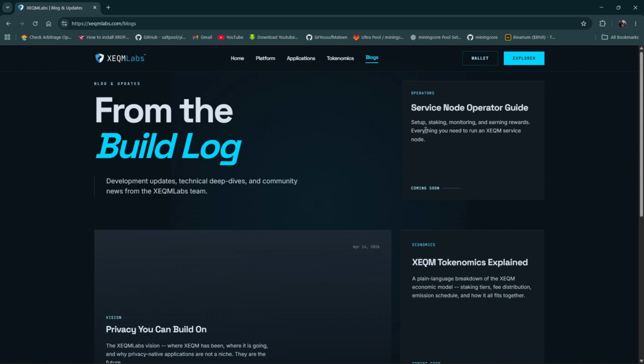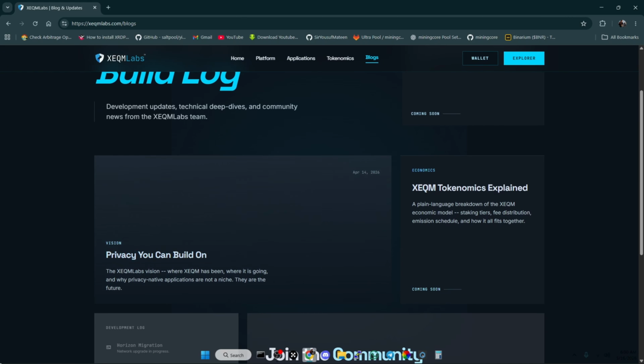Service node operator guide: setup, staking, monitoring and earning rewards, everything you need to run an XEQM service node, coming soon. Okay, from the build log: developmental updates, technical deep dives and community news from the XEQM Labs team. So blogs will be published from their official team. Over here I can see 14 April 2026, Privacy You Can Build On blog. I think this is a blog that they have published. XEQM tokenomics explained is coming soon.